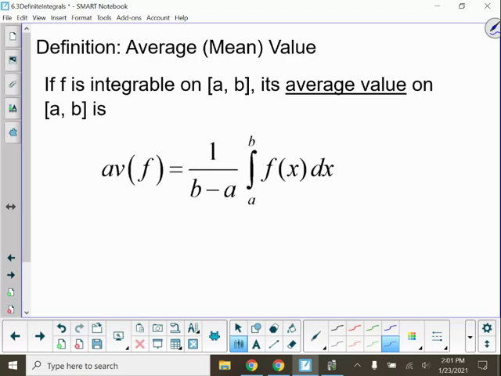So if f is integrable on a to b, its average value on a to b is, you can see, AV of f, so that stands for average value. It's 1 over b minus a times the integral. So basically you're going to find the integral like normal and then divide it up depending on what your distance is from a to b.